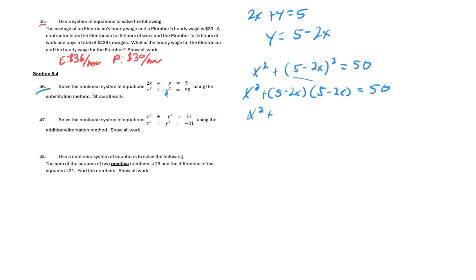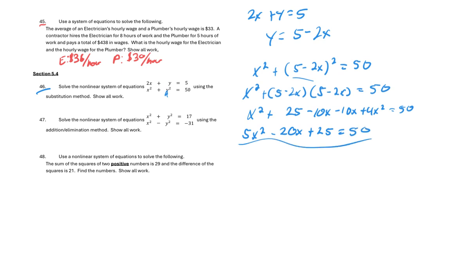X squared plus 25 minus 10x minus 10x plus 4x squared is equal to 50. Let's collect like terms, so we get 5x squared minus 20x plus 25 is equal to 50. Now we have a quadratic. We'll solve that by getting one side equal to 0. So we'll subtract 50 from both sides: 5x squared minus 20x minus 25 is equal to 0.